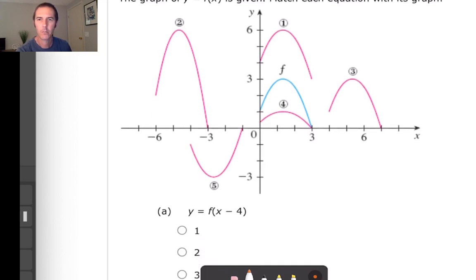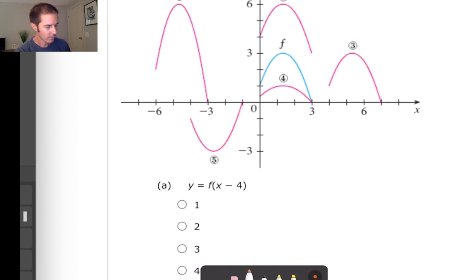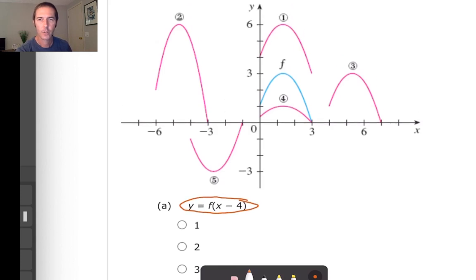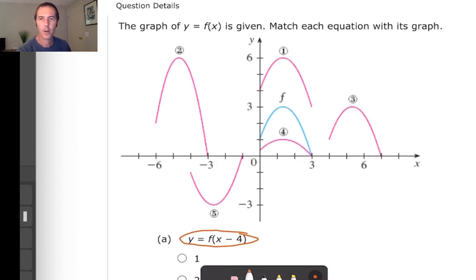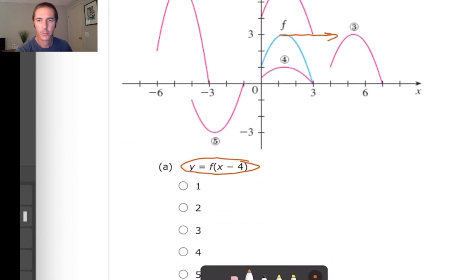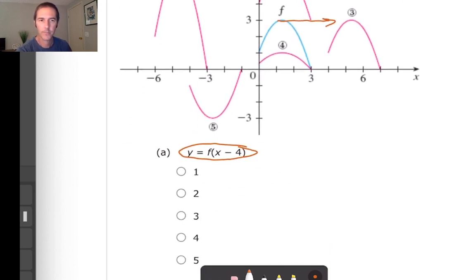As a result of taking the parent function and horizontally shifting it to the right 4 units, we look back up at the graph, and if we took our blue curve and we shifted it to the right 4 units, which one of those graphs would we end up with? Taking our blue graph, shifting it to the right 4 units, looks to me like we end up with graph number 3. And so we would come down here and choose 3 as the correct option.